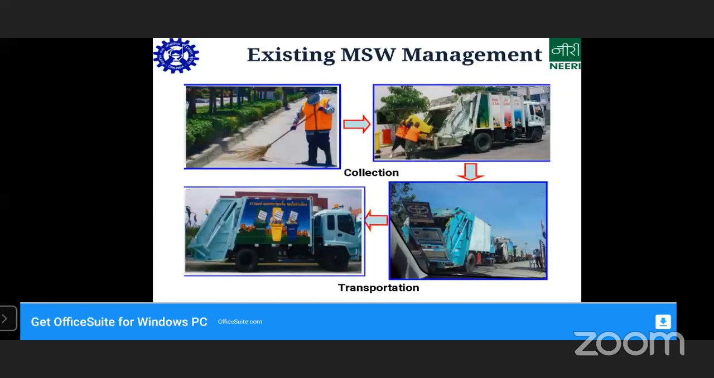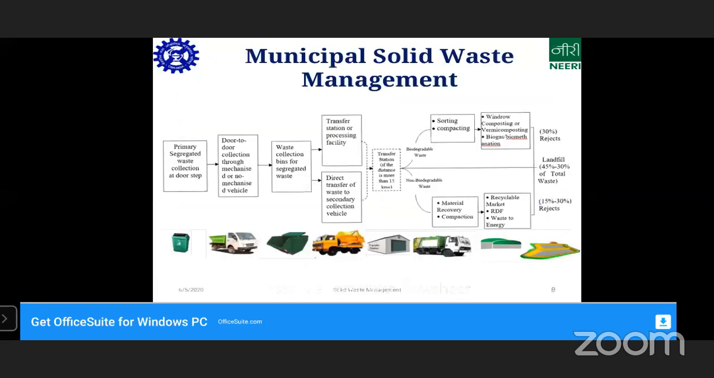Sweepings and garden waste get collected by the truck, and then it is transported, and finally it goes to the landfill, where it is segregated and finally disposed. This is another pictorial view of what happens. There is a primary segregation that happens at the source, so degradable and non-degradable waste are separated.